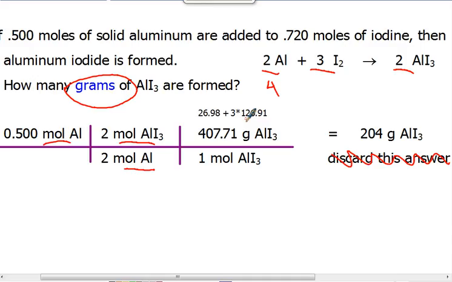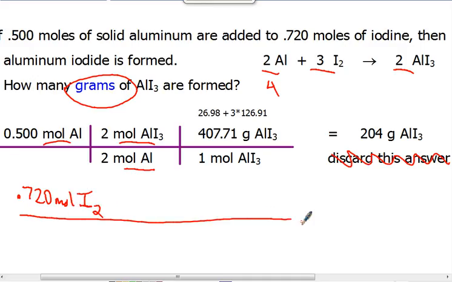I need to do the same thing, but with the other given, which I'm going to pause and write all that stuff down. Just kidding. I am going to record the work. So 0.720 moles of iodine, I2. Dimensional analysis setup. This is moles of iodine. This better darn be moles of iodine. This needs to be moles of... What the heck am I looking for in this question? Aluminum iodide. Yes.